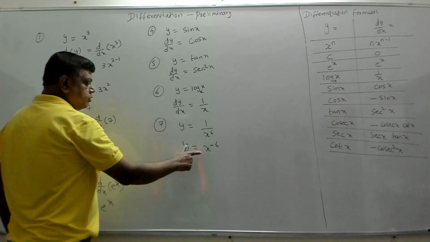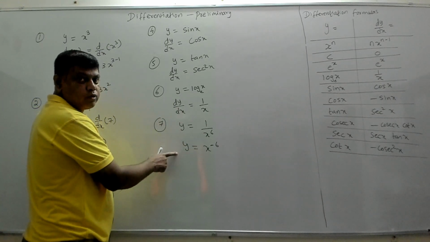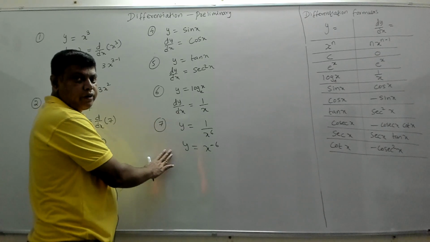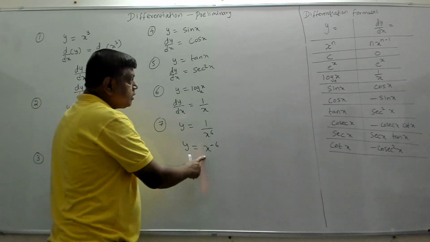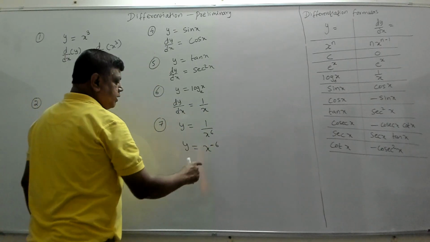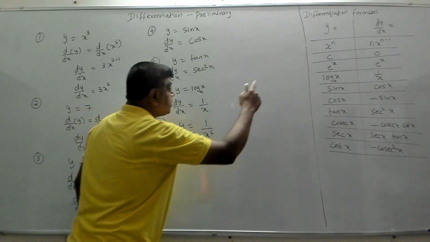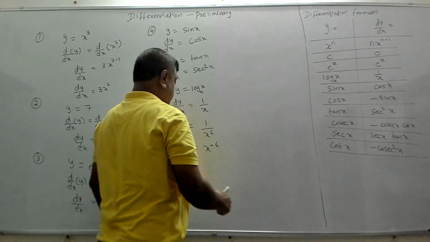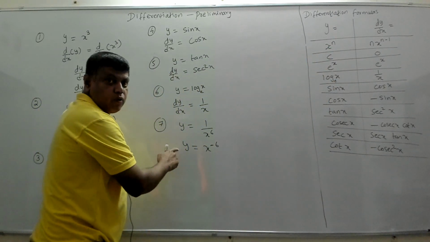Here I am not differentiating, that's why I am writing y as y. We have not started the differentiation yet. We are writing y in the form of x power n. 1 by x power 6 means x power minus 6, so y is equal to x power minus 6. Now y is in this form, x power n. So now we are going to differentiate. Now what is the differentiation of y?